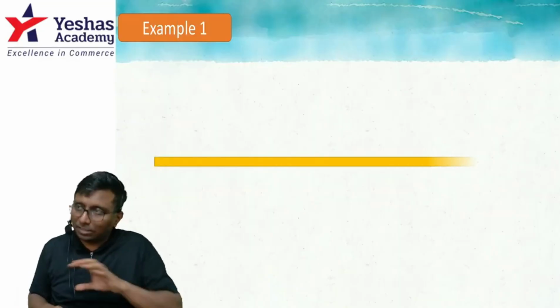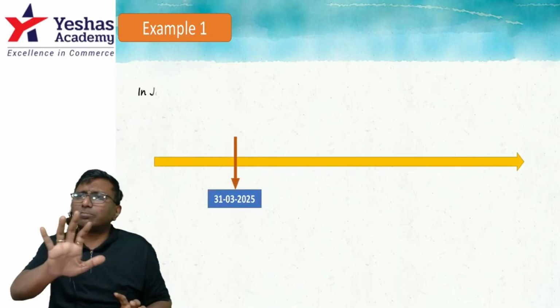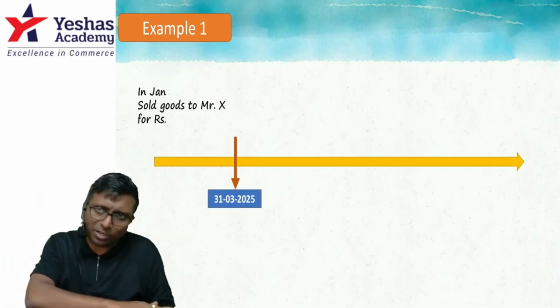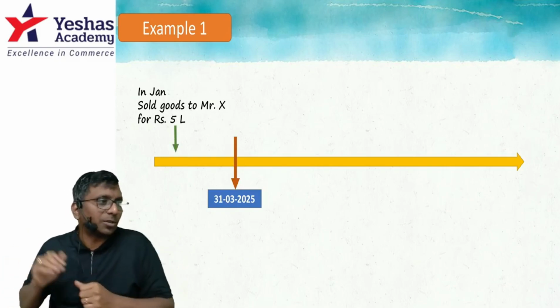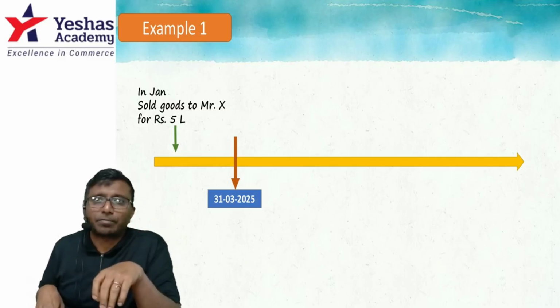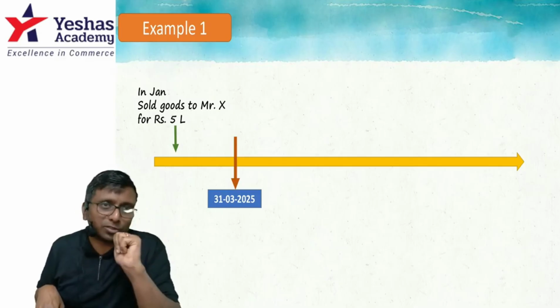One small example I'll continue. I'll give you time to copy, nothing to worry. It is a very simple example. The same example is there in your ICAI material and in the accounting standards also. Nothing new. Just observe. In January, we sold goods to Mr. X, worth 5 lakh rupees.